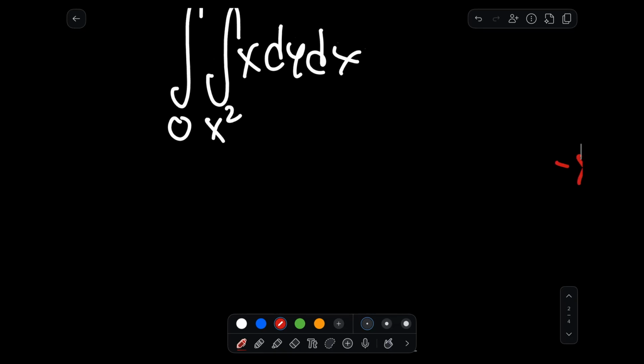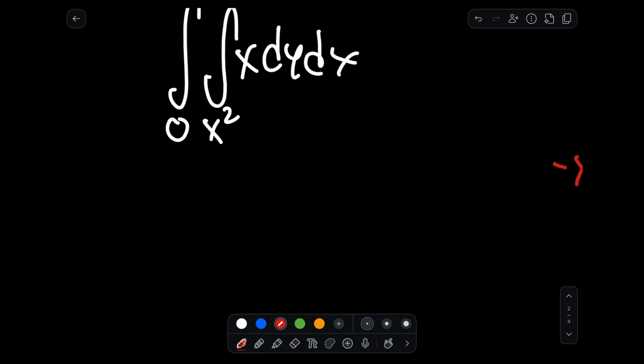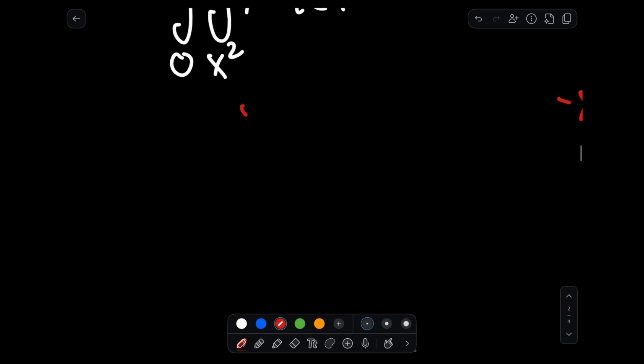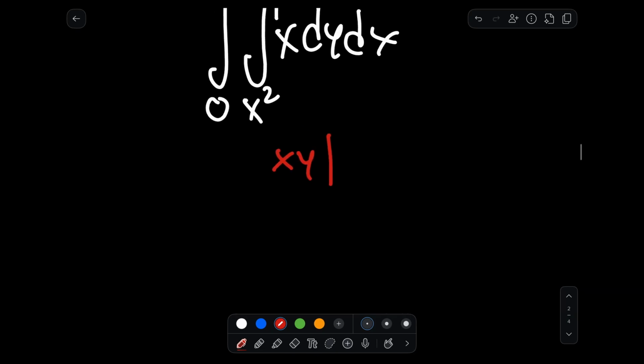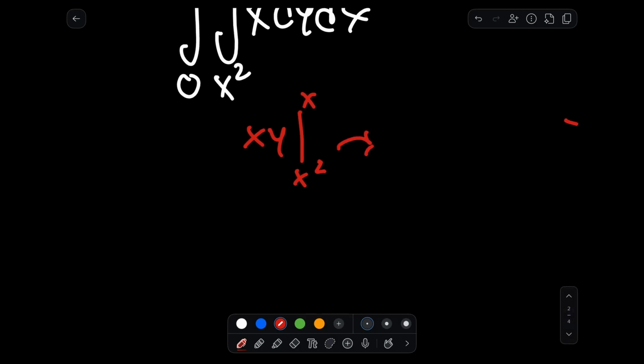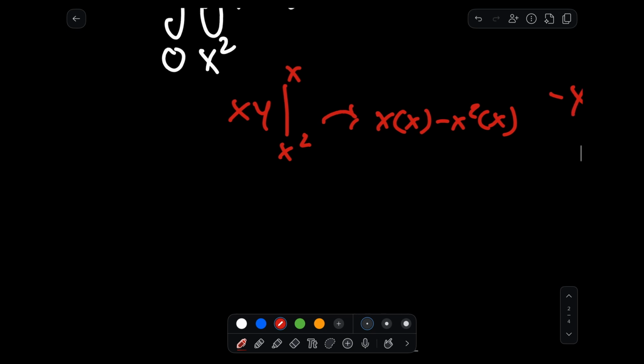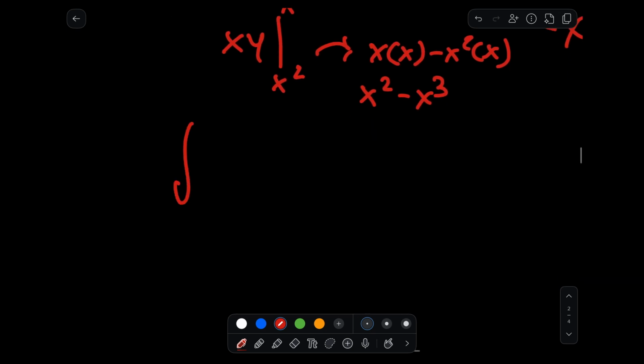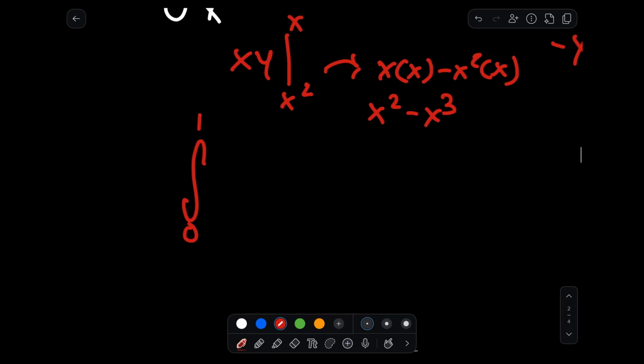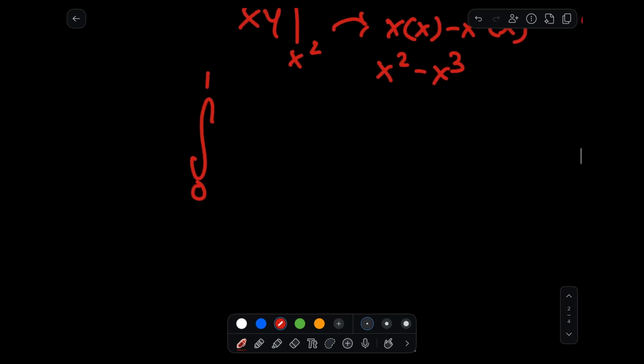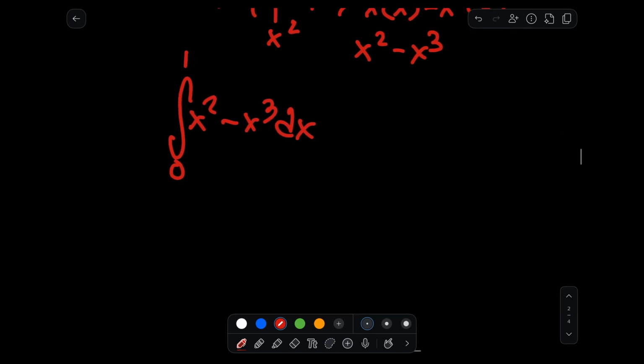In this case, it's going to be x dy. So x is going to be a constant with respect to y. So we're going to get xy evaluated from x squared to x, right? In this case, we get x times x minus x squared times x. So we get x squared minus x cubed. We get a single integral now, in which we have only x. So we get the integral from 0 to 1 of x squared minus x cubed dx.